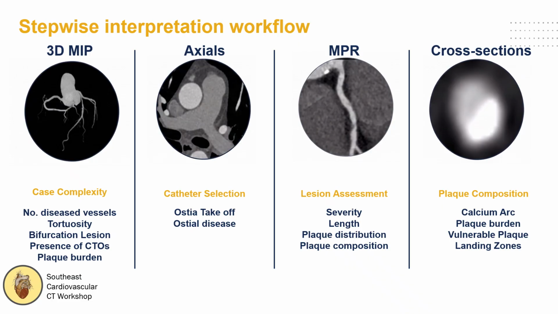This is the workflow that we use here at Vanderbilt, which is based on the P4 trial. Whenever we are reviewing a CT for PCI planning, we always recommend approaching these data sets systematically because every reconstruction provides different information. So we start broad with 3D MIP to understand global anatomy and complexity, as we mentioned. Then we move to axials for coronary ostia and guide catheter planning. Curved MPRs are used for lesion assessment. And finally, cross-sectional images help characterize the calcium burden and plaque morphology. The key is that each step builds on the previous one.